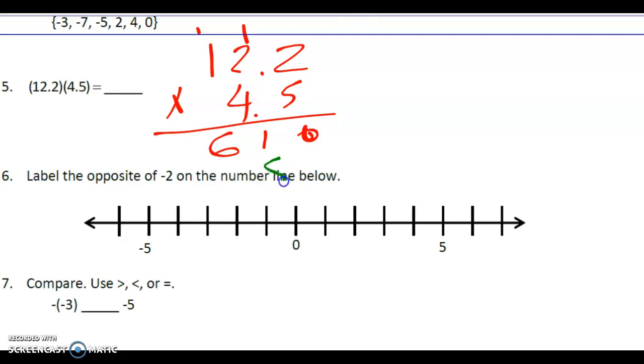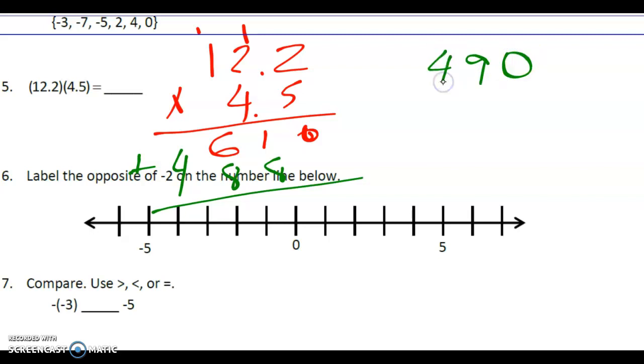4 times 2 is 8. 4 times 2 is 8. And 4 times 1 is 4. When I add those, I end up with 0, 9. 8 plus 6 is 14. Carry the 1, and it gives me 5.